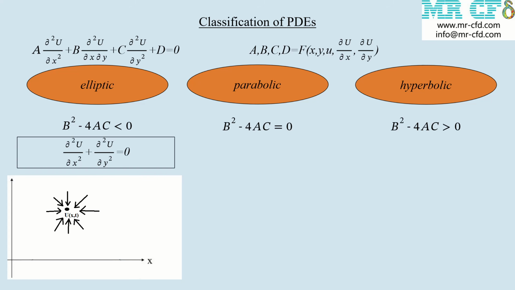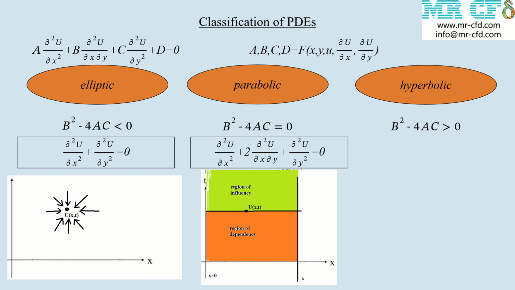Second, parabolic PDEs describe phenomena involving diffusion-like processes that evolve over time. Parabolic PDEs have one characteristic line. Information travels in one particular direction. Usually, this characteristic line in parabolic PDEs is time. So, in an x-t domain, the flow properties at each point depend on past time and can influence the future. A classic example is the heat equation, which describes the distribution of temperature over time.